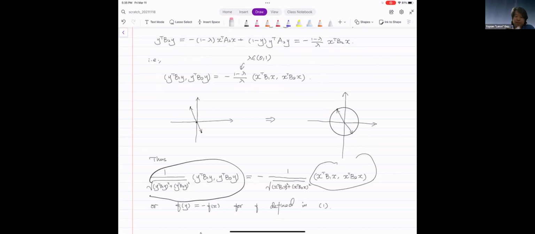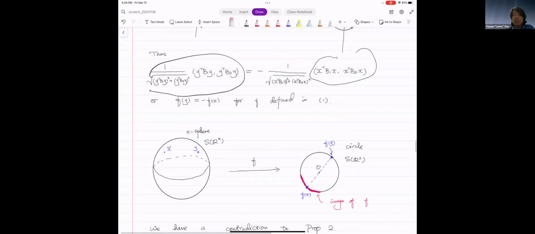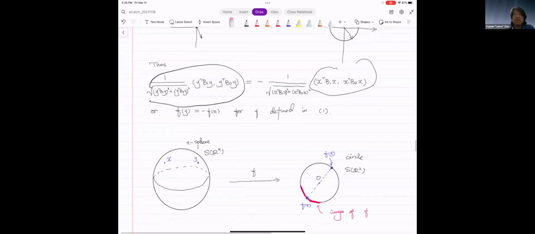Well, what this means is that if I go back to the previous proposition, what did I say? For B1 and B2 satisfying our assumptions, there is this map F. F is described like this. There is this map from the n-dimensional sphere to a circle, and the image of this map F has to be a circular arc of arc length less than pi. But here, if Brickman's theorem were false, then I have a contradiction.